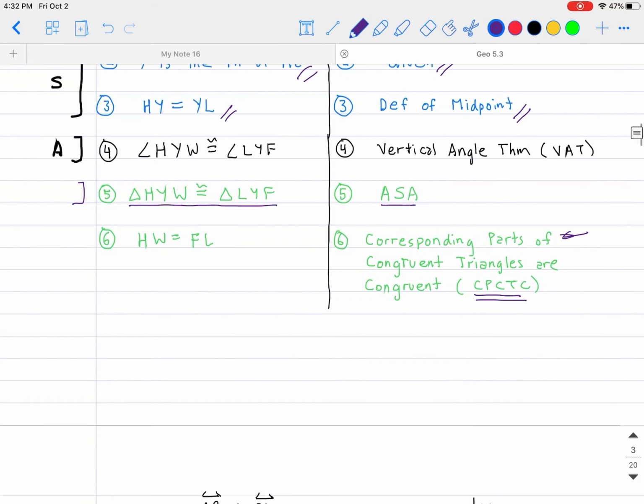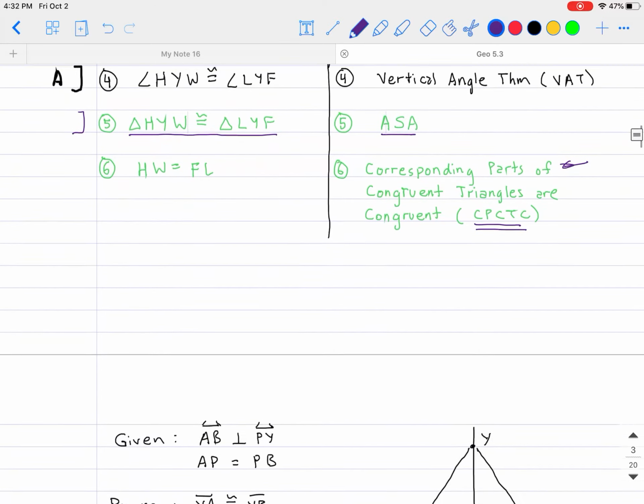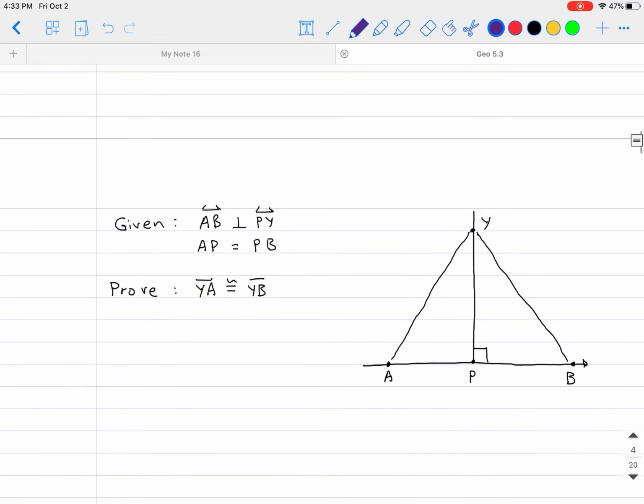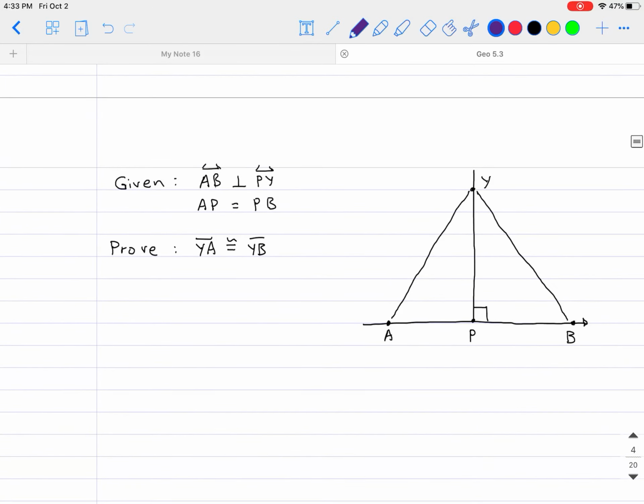Okay. All right, let's look at another example of this, but using something else besides ASA. Maybe we can do some other one like SSS or SAS. Okay, here's the next part. Next proof actually. Given that the two sides AB, the line, and PY, the line, are going to be perpendicular to each other. So you can see how down here we can see that little right angle is to indicate that they're perpendicular.